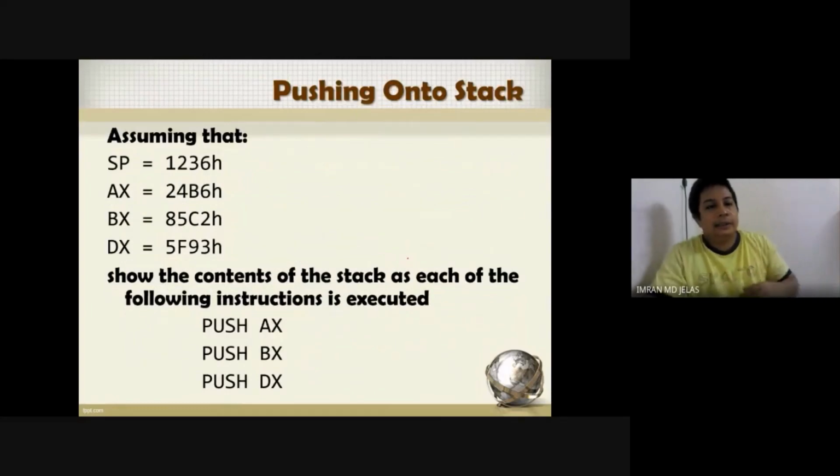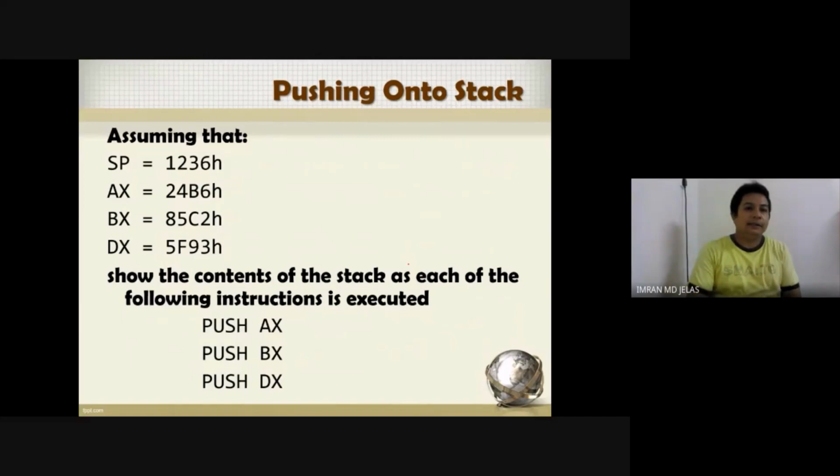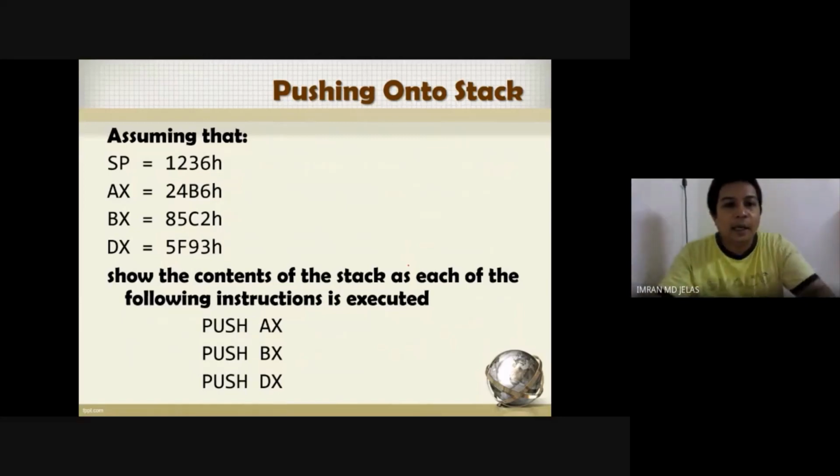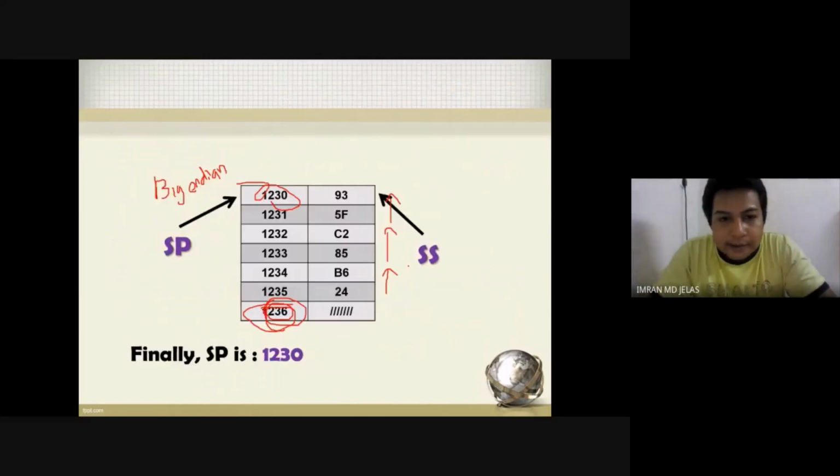Okay, so let's see. Let's assume this is the data inside our register. The current stack pointer is showing 1236. Okay, this is the current stack pointer, 1236.